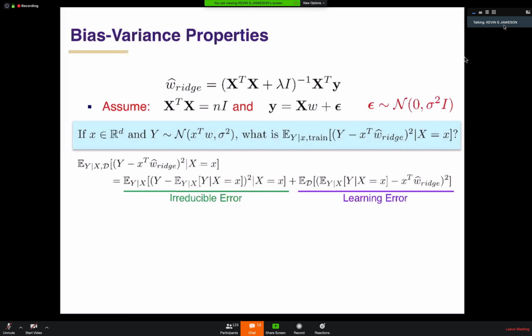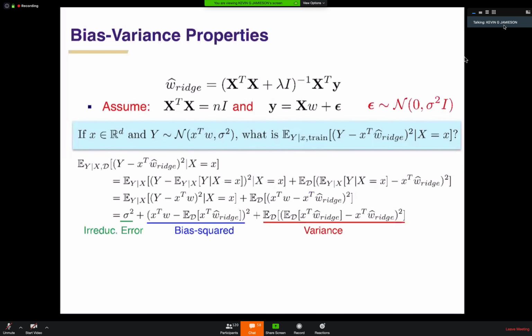As we saw last time, the error decomposes into the irreducible error and the learning error, the irreducible error being the sigma squared. And then the learning error decomposes further into the bias squared and the variance. I plugged in what these values are for our particular model here, these linear models.